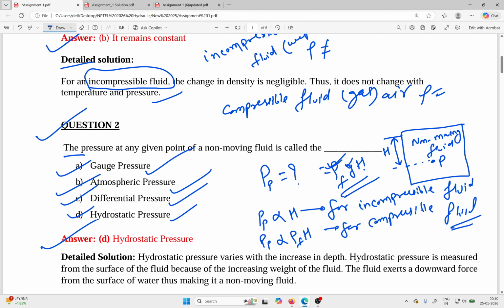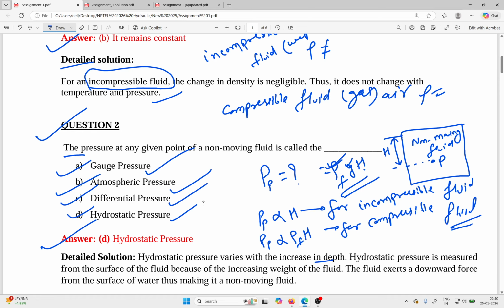So hopefully you are understanding. Okay, so detailed solution: hydrostatic pressure varies with the increase in depth. The hydrostatic pressure is measured from the surface of the fluid because of the increasing weight of the fluid. What is the meaning? I'll just tell you.